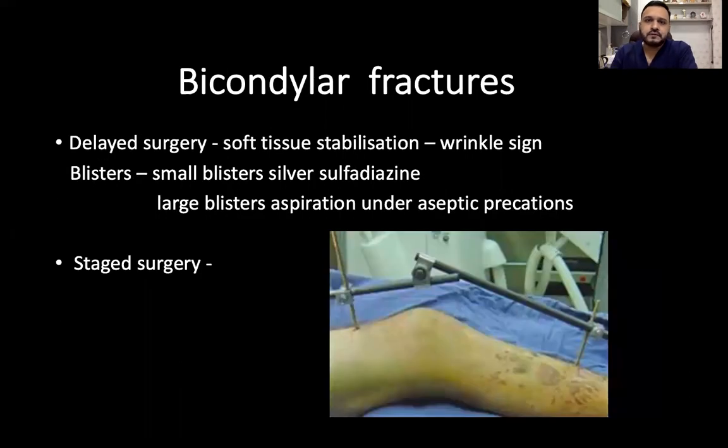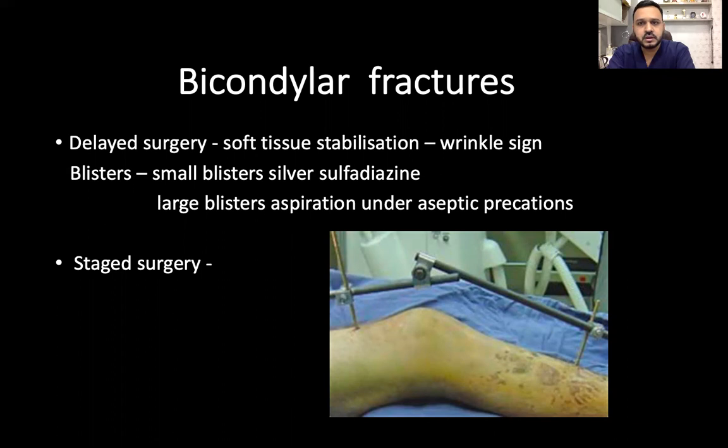For bicondylar fractures, usually these fractures are associated with a lot of soft tissue edema and swelling. It's very common to see blisters and everything. In such cases, it's prudent to delay the surgery in order to let the soft tissue stabilize. How will you come to know whether the soft tissue has stabilized or not?